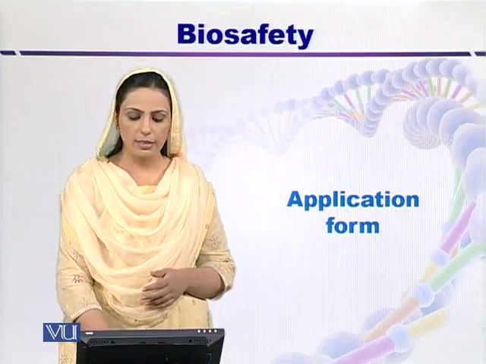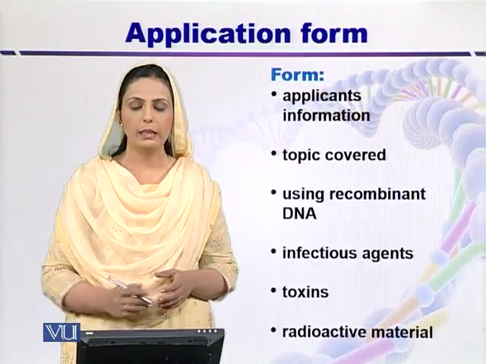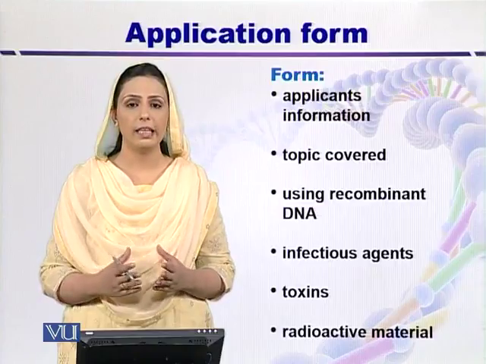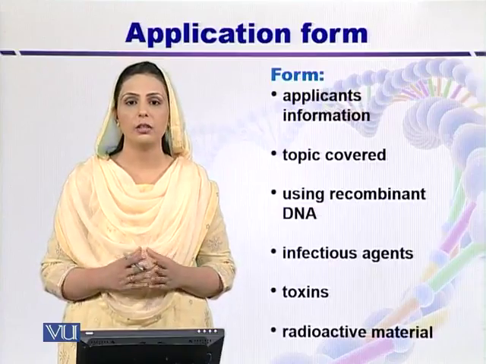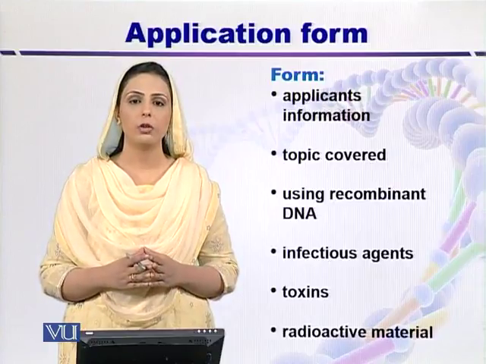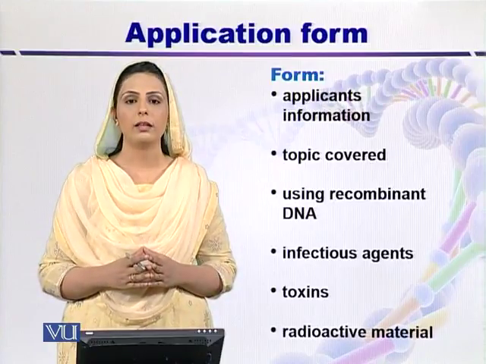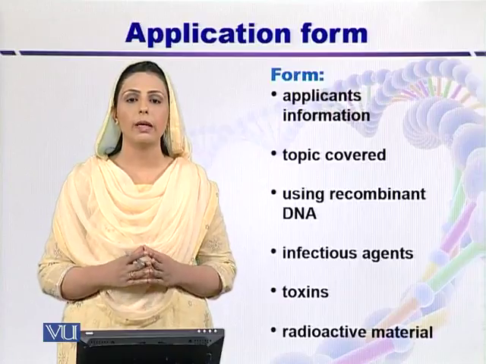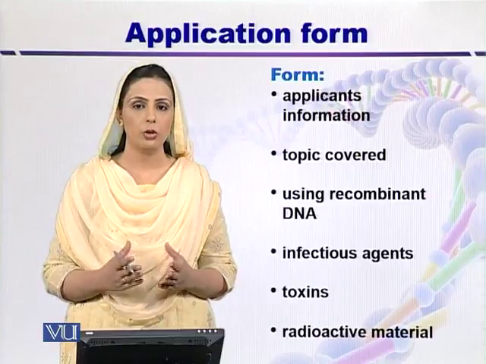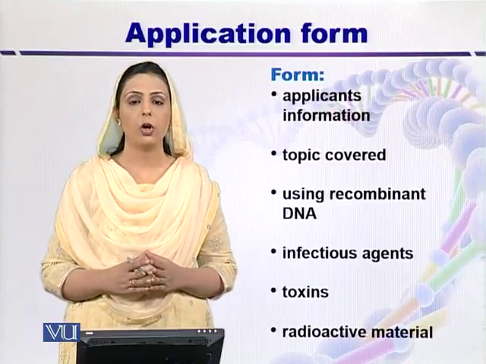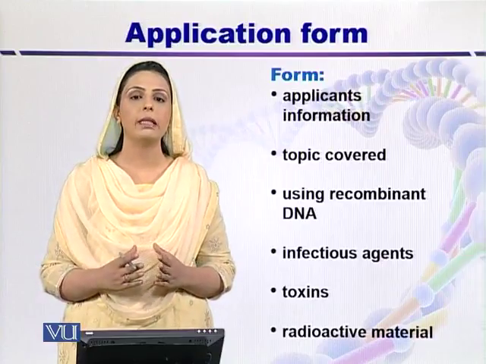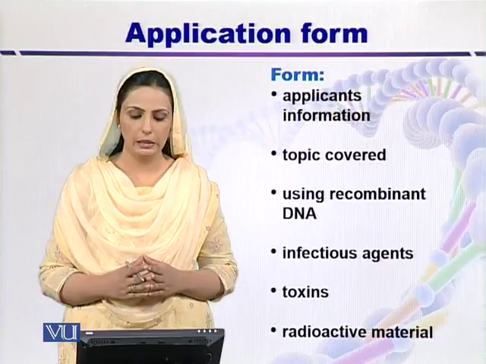Now the first section of the application form includes the applicant's information such as name, gender, age, designation, address, and the applicant should mention the topic of the research so that the committee comes to know whether the researcher is using recombinant DNA, any sort of infectious agents, toxins which are produced by the infectious agents, or it can be in the form of radioactive material.